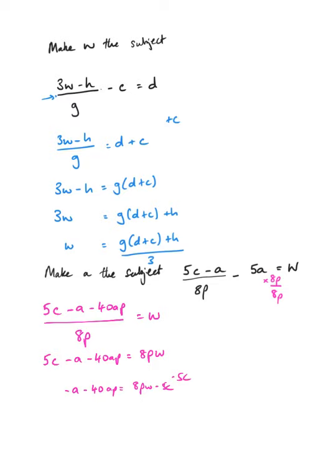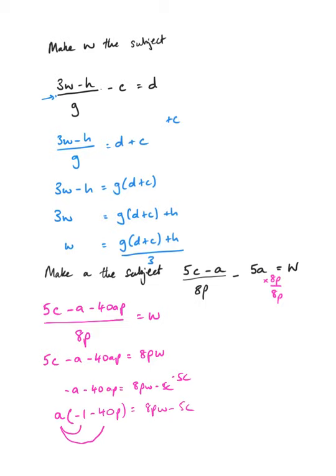Now, I want a on its own. I've got a written in two different places. So the only thing that I can do is factorise. So I'm going to take a factor of a out. So that's a times minus 1 times, and then minus 40p. So that there will give me the minus a, and that will give me minus 40ap. And that equals 8pw minus 5c.